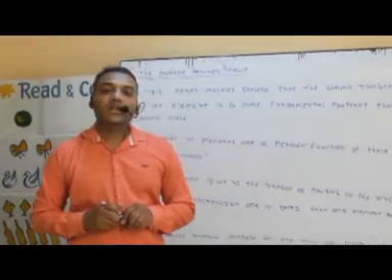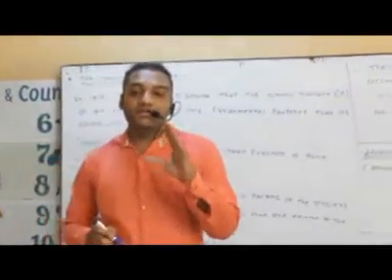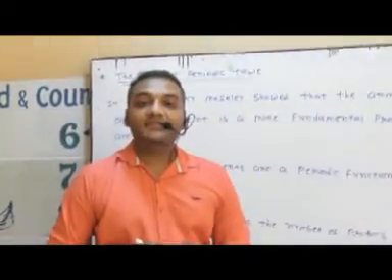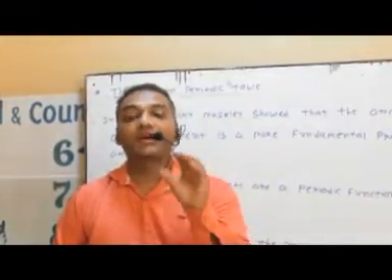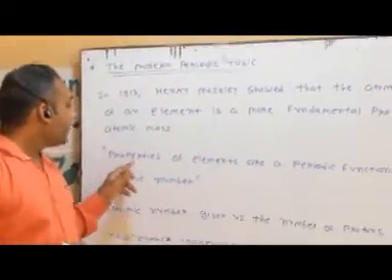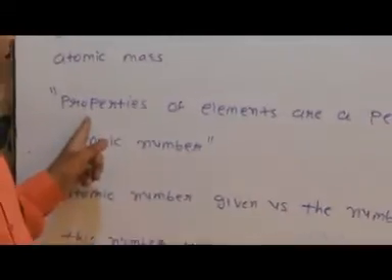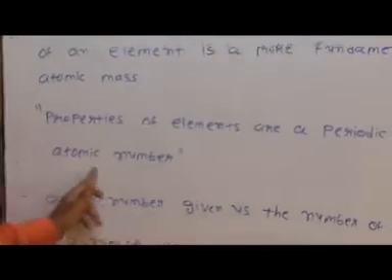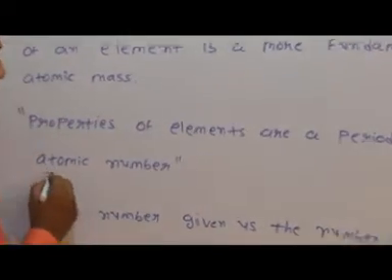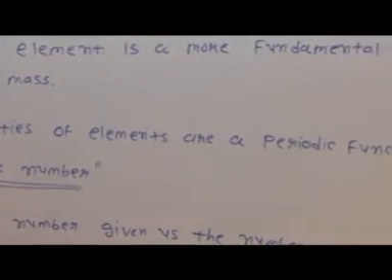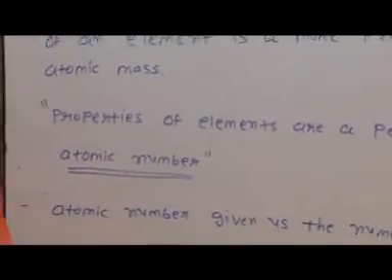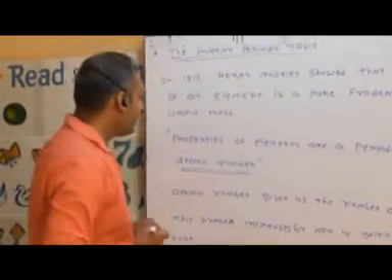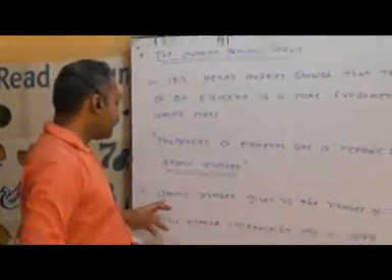Mendeleev's periodic table was concentrated on and connected with the atomic mass, but Henry Moseley suggested atomic number instead of atomic mass. Look here, Henry Moseley's statement: properties of elements are a periodic function of their atomic number. It is important because in Mendeleev's statement, atomic mass was used instead of atomic number. But atomic number is most important. This suggestion was given by Henry Moseley.